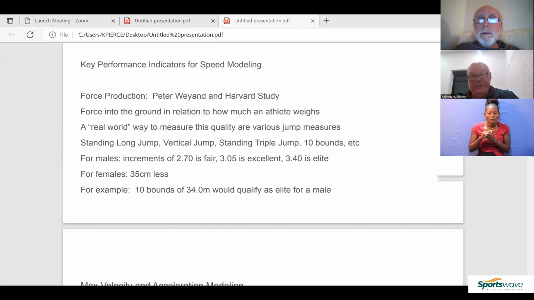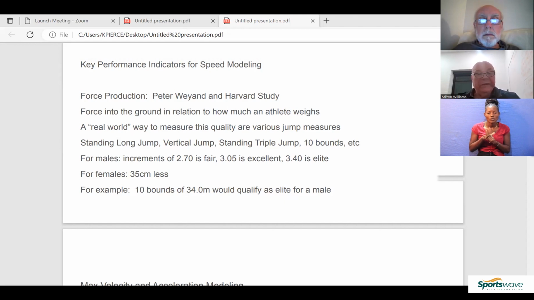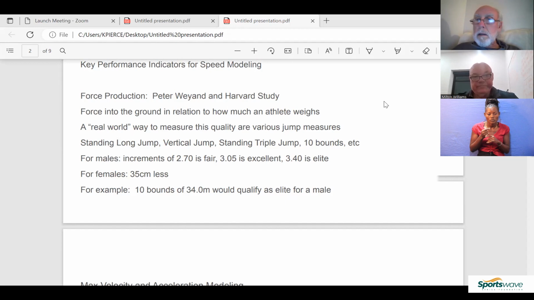We saw that when I was at LSU. We had elite sprinters that could do things that were really remarkable. Their strength to body weight ratios were outstanding, and they were able to exhibit high levels in multi-throw. So all these measures, they would be able to exhibit at high levels. Kyle, go to the next screen for me, if you would. Okay.